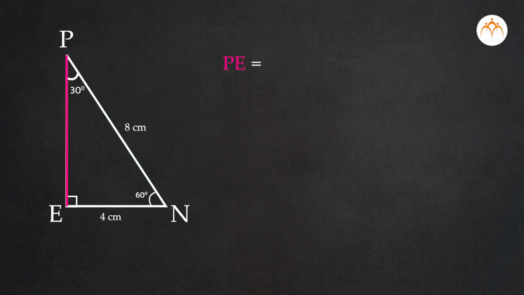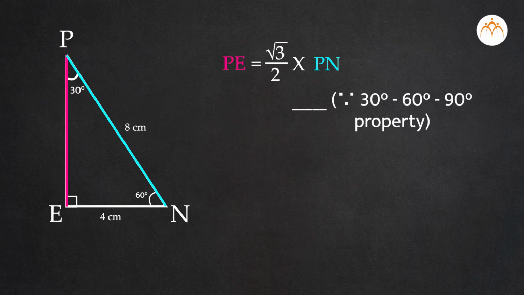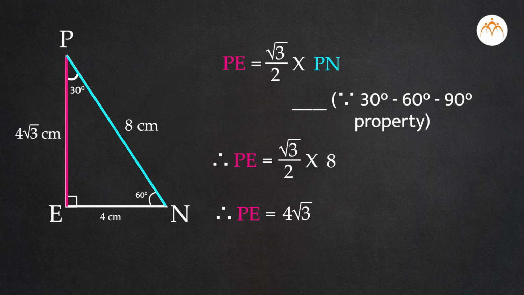PE is equal to square root 3 upon 2 into PN because of the 30 degree, 60 degree, 90 degree property. Therefore, PE is equal to square root 3 upon 2 into 8. Therefore, PE is equal to 4 square root 3 centimeter. Understand?